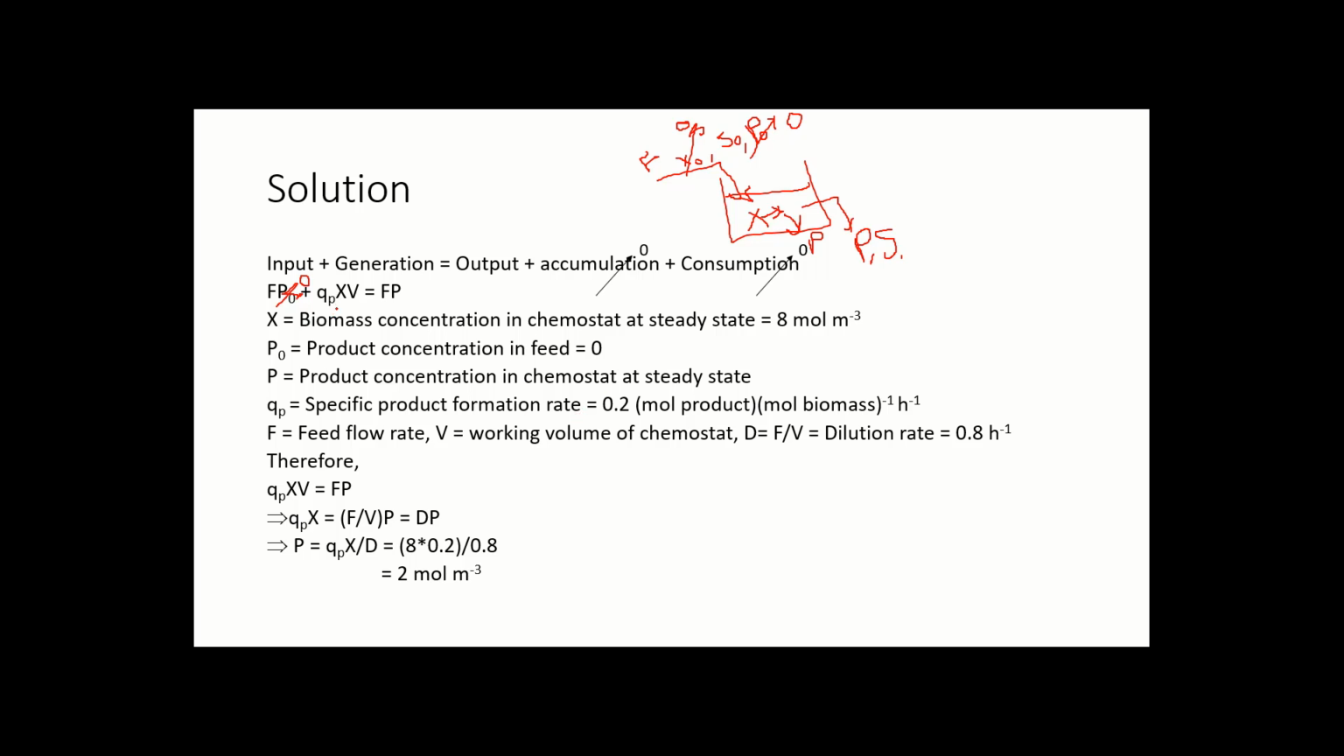So if QP is given, then the product generation rate will be QP into X into V, right? Because QP will give you the information that 1 mole of biomass, how much product it will generate. But you have the biomass concentration in the chemostat as X. So if 1 mole of biomass will generate this much product, which is QP, then X mole of biomass will give you QPX amount of product, and here X is the concentration, right?